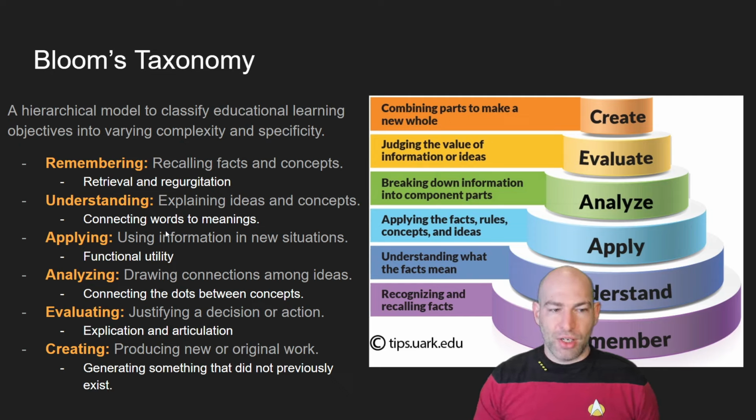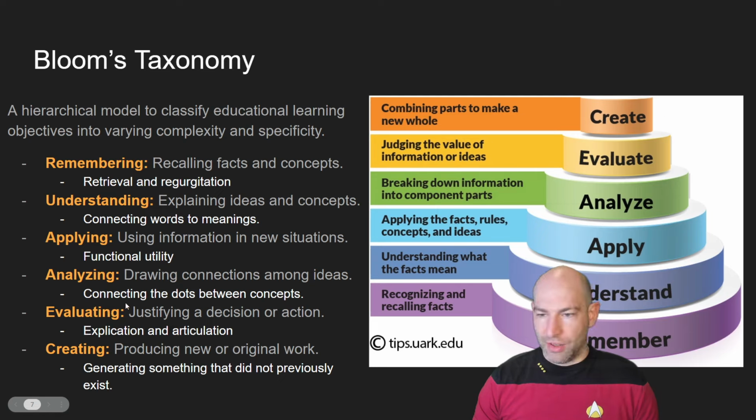Applying, using information in new situations. So this is the functional utility. If language models couldn't apply information, they wouldn't be useful. But they are useful, and so we see that they can apply in functional settings. Analyzing, so drawing connections among ideas. If you don't believe me, go into ChatGPT and ask it to do a rhetorical analysis on your own emails or whatever. It absolutely can analyze stuff.